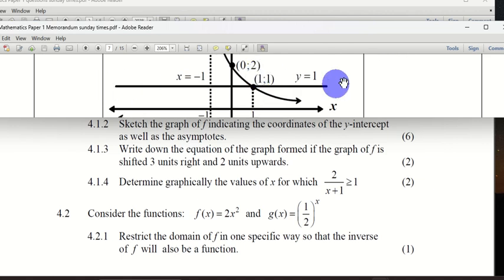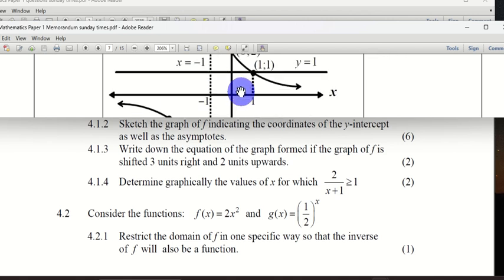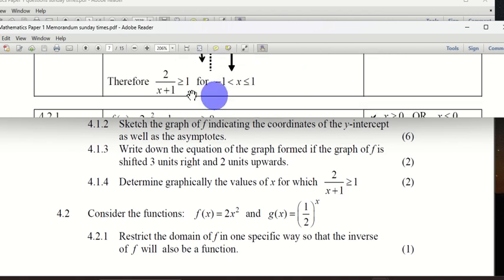You see that? They just drew that line. What is the x value there? -1, and this is graphically. So therefore the answer here is between -1 and 1. There isn't an included sign there, but here there is an included sign. Very important thing. Nice question.